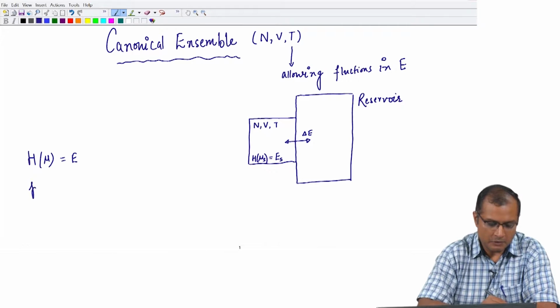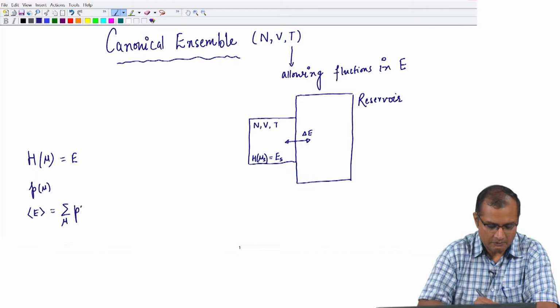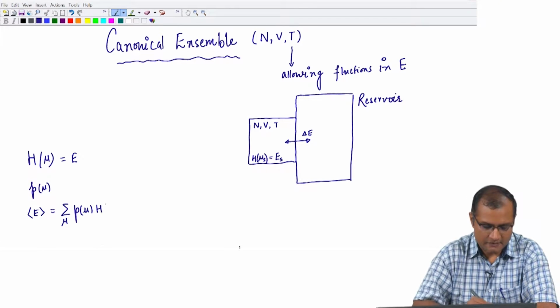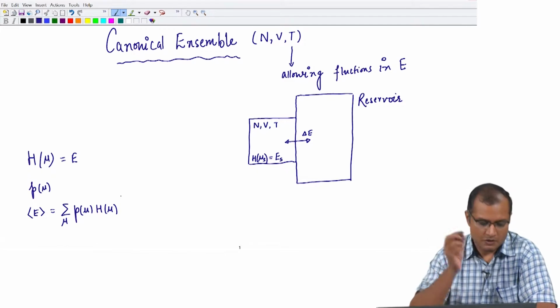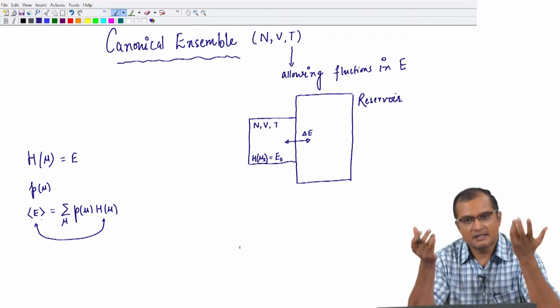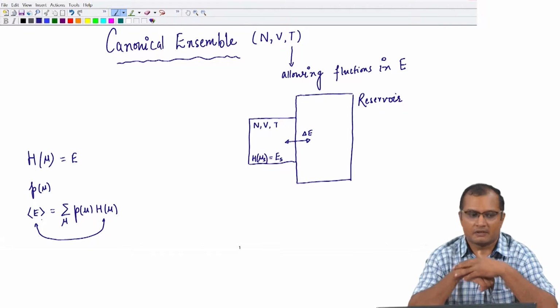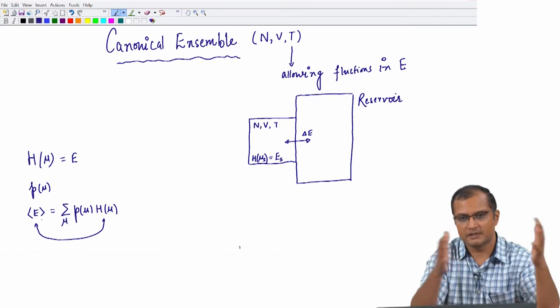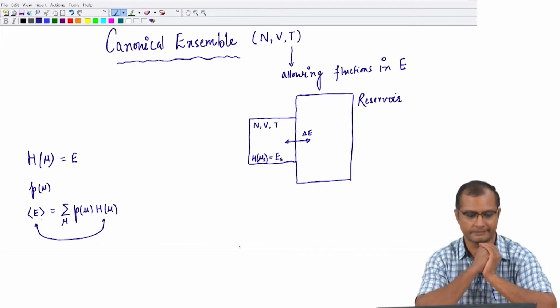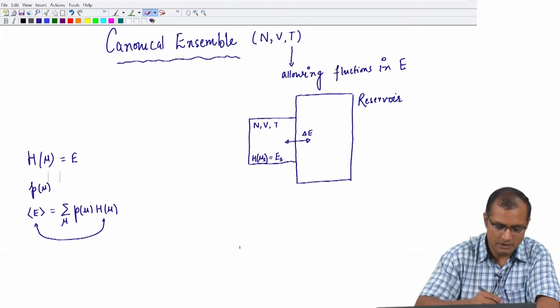Suppose I know the probability of finding my system in that microstate, then the average energy is nothing but the summation over all probabilities times the energy in that microstate. So, that is the difference between E and H. H is an instantaneous energy for a microstate, and if you have the information of your probability distribution of microstates, you can compute the average energy. That is the difference between energy and Hamiltonian. That is just a small digression. Let us get back to our problem.